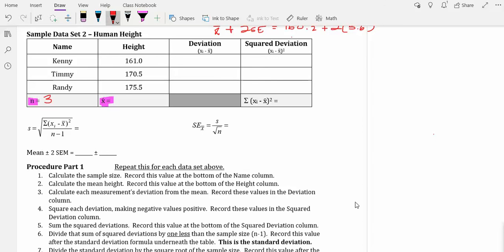All right, so I've got 169 as my mean. Now we need to start calculating the deviation. So somebody calculate the deviation for Kenny and tell me what that is. Another person start calculating the deviation for Timmy. And another person start calculating the deviation for Randy.